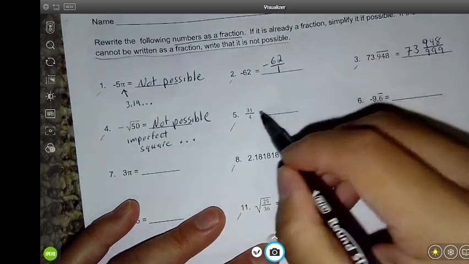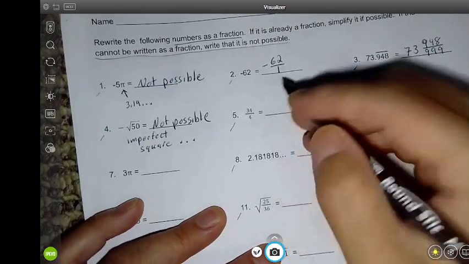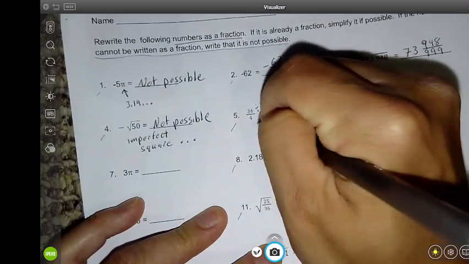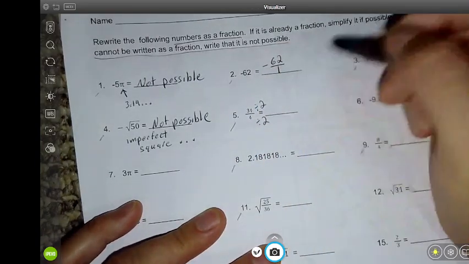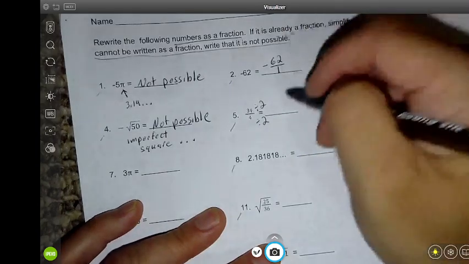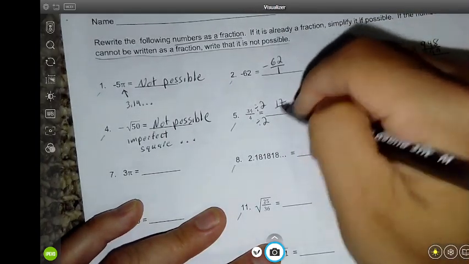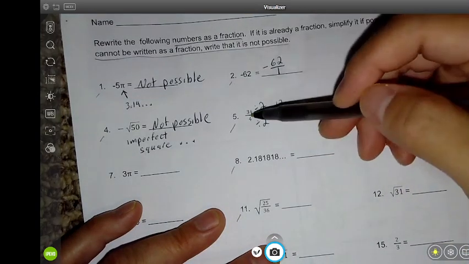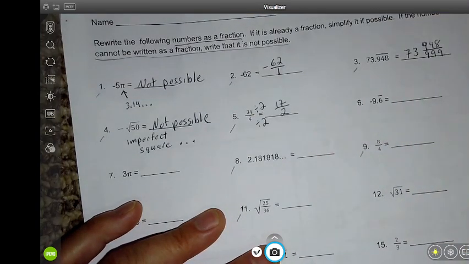Alright, so let's simplify. We're going to divide both by 2: the numerator by 2 and the denominator by 2. 34 divided by 2 is 17. 4 divided by 2 is 2. So it's already written as a fraction. We know it can be written as a fraction. We're just going to simplify it here.